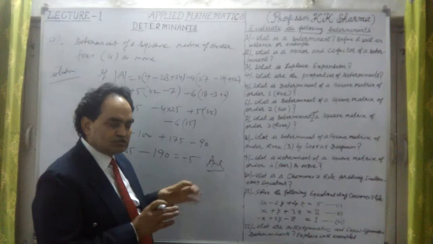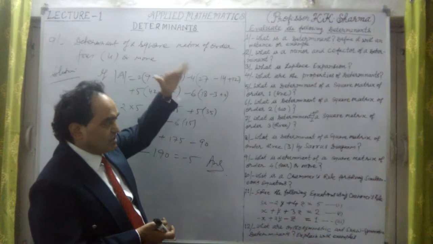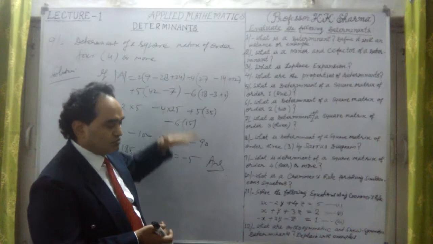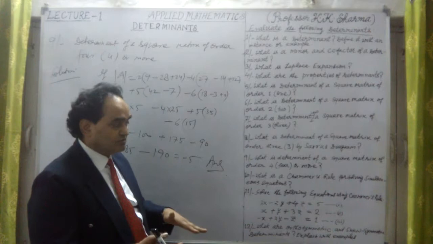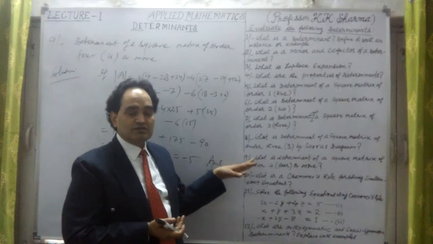Square matrix of order 2. If we have reached order 2, then the value is calculated easily. Whatever the higher orders are, square matrices of higher orders, we simplify them up to a square determinant of order 2. Then we multiply them, and finally it is calculated. This is the process. The same process is applied for square matrices of order more than 4.